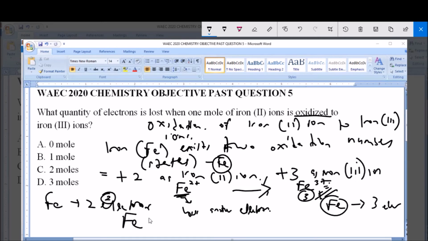So you have this reaction, meaning that 1 electron will be lost in order for iron 2 to be oxidized to iron 3. Now since only 1 electron is lost, it means 1 mole of electron is lost. That is the quantity of electrons lost. Since it's just 1, it is 1 mole, and 1 mole is option B. So option B, 1 mole, is the correct answer to this question.